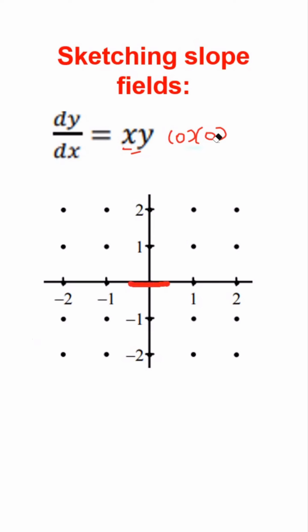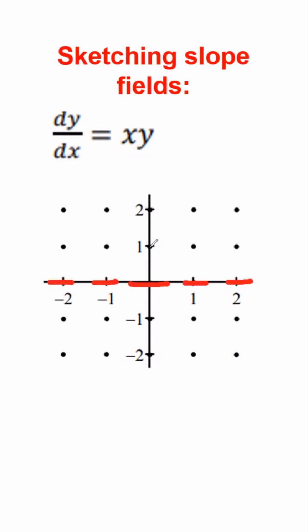Now, moving ahead, the coordinate of this one is 1, comma 0. So if I plug in 1 and 0, I will get the slope as 0 again. So the slope here is also a horizontal line. All are zero slope because one of x or y is 0. Same with the vertical axis.